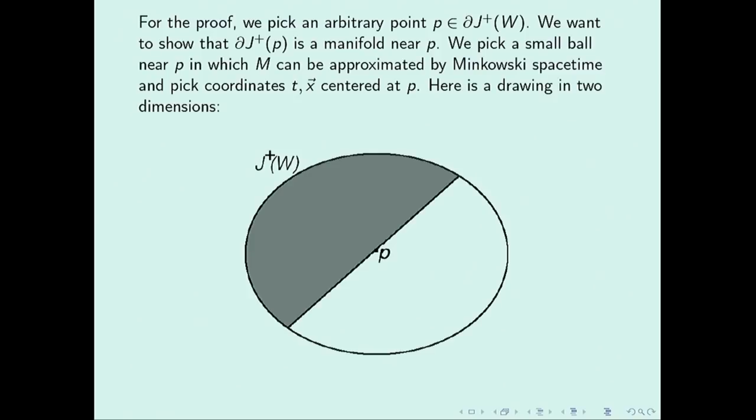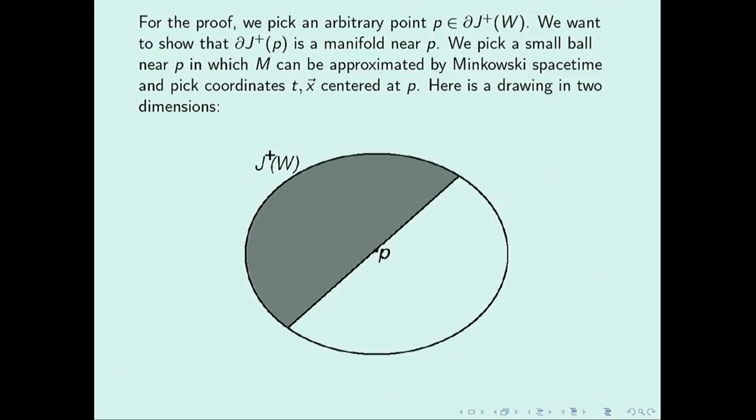So here's a drawing in 2 dimensions. And in 2 dimensions, this drawing would really already be the proof. Remember that P is connected to W by a null geodesic. But in 2 dimensions, there only are 2 null geodesics through P. So this is one of them, let's say.